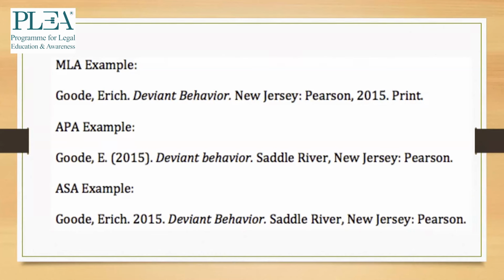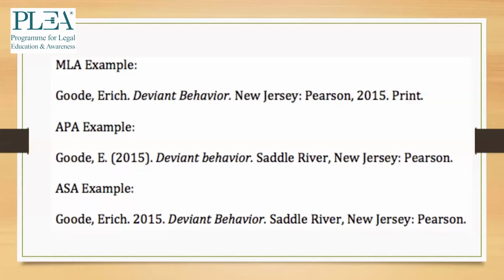Another one is APA. APA is American Psychological Association. Again, you can see the difference. In APA, you have to give the year first. In MLA, you give the year at the end. In APA, you use just the surname, which is more important. In MLA, you use both the name and the surname.